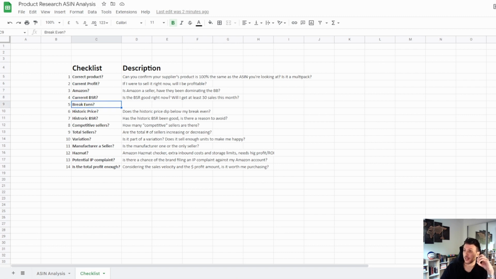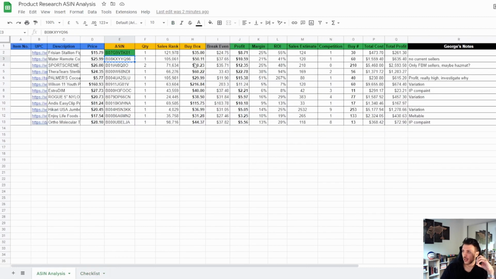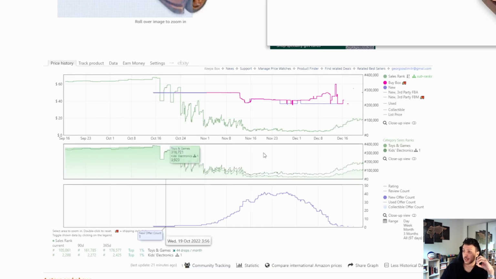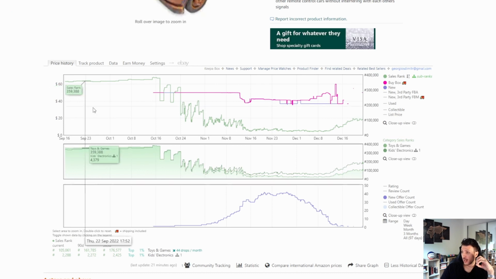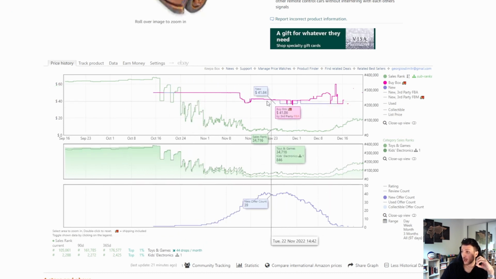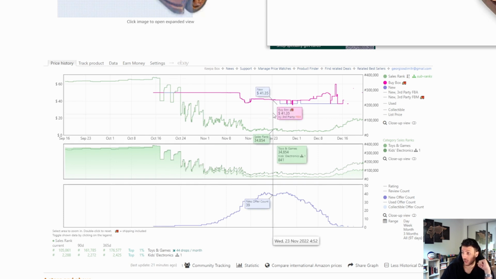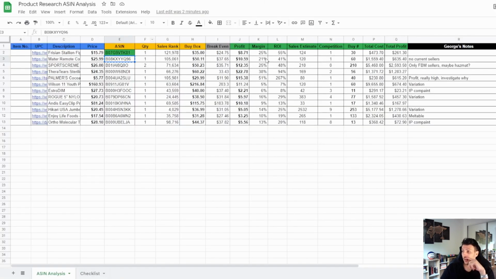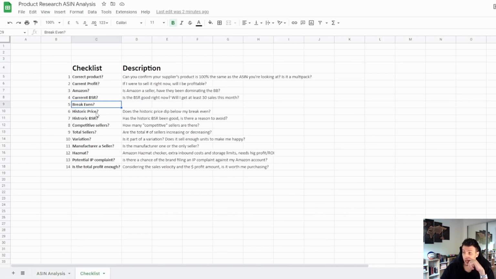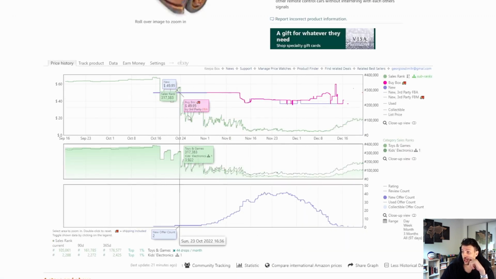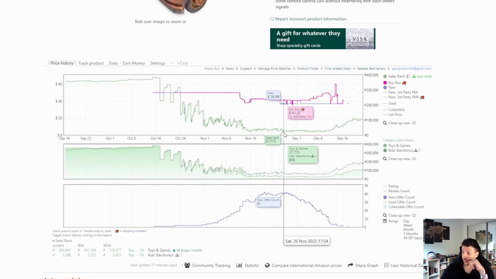The break even is $37.65. So if we put a line at $37.65, the price has always been above our break even. There's no time that the price has been below our break even. So $37.65 is okay. Next on the checklist is the historic price, which we just looked at. The historic BSR shows us that when the product's in stock, it does sell.